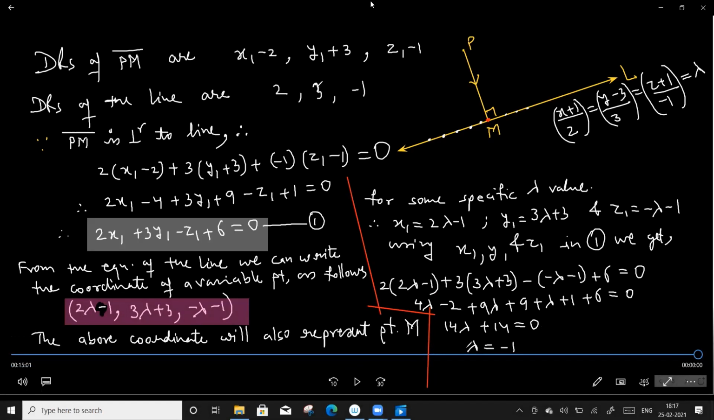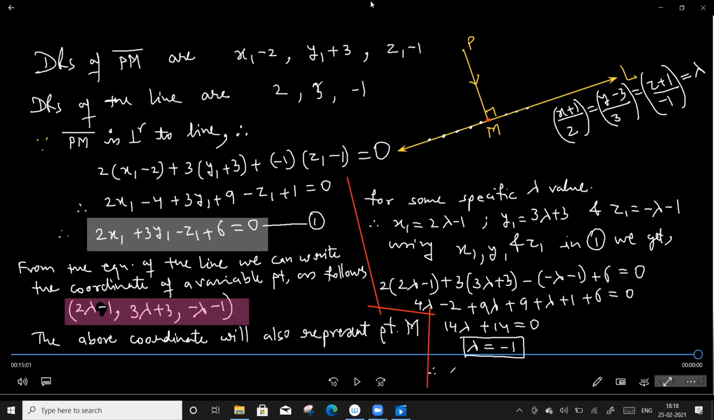So lambda equals minus 1. See, this is what I get. When lambda is minus 1, this point will become point M. As we said, this gives us the variable point on the line. For various specific values of lambda, you get various different points. Now, when lambda is minus 1, we are going to get point M. So I will write here, put lambda equals minus 1.